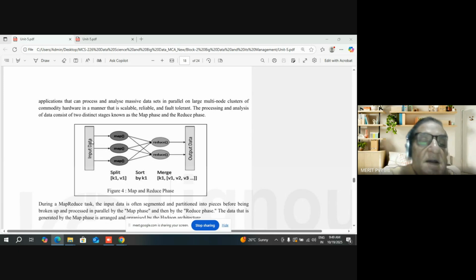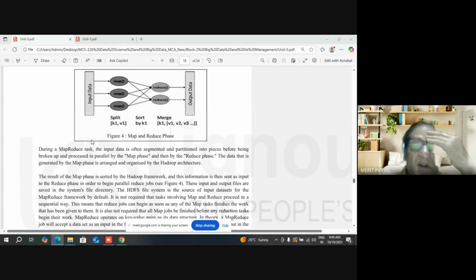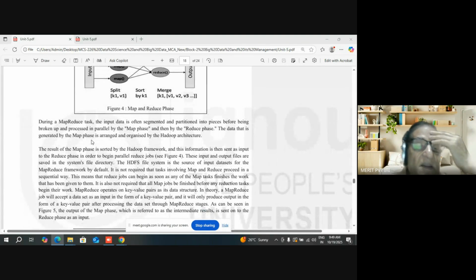So this is the input data, this is the map phase, this is the reduce phase, and this is output data. During a MapReduce task, the input data is often segmented and partitioned into pieces before being broken up and processed in parallel by the map phase. And then by the reduce phase, the data that is generated by the map phase is arranged and organized by Hadoop architecture. The result of the map phase is sorted by the Hadoop framework, and this information is then sent as input to the reduce phase in order to begin parallel reduce jobs.